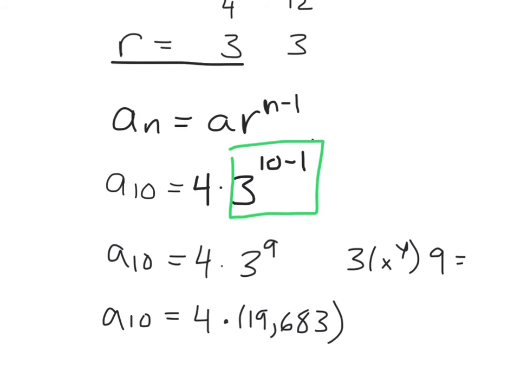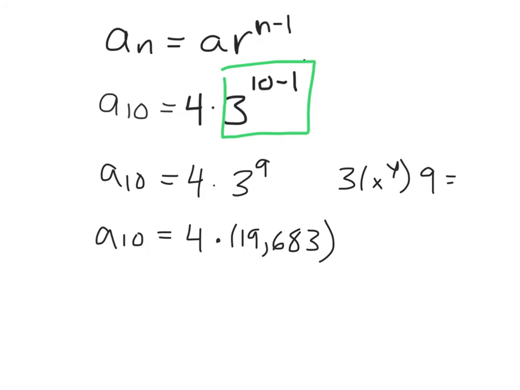So then we multiply this 19,683 times 4. So our 10th term in this sequence is going to be 78,732.